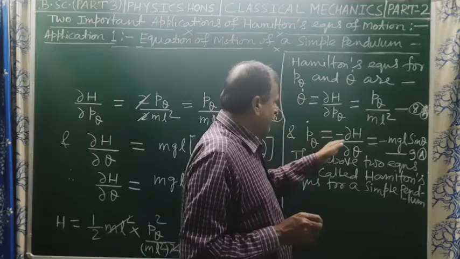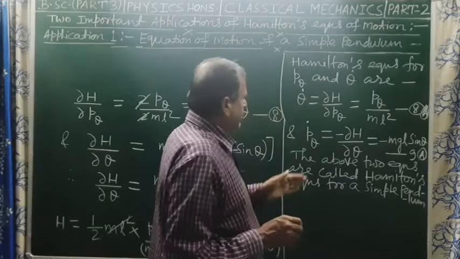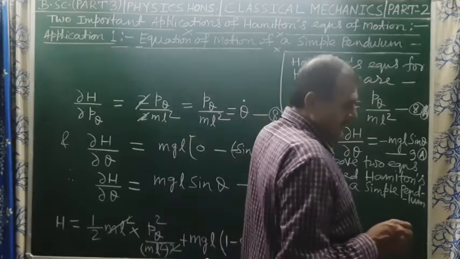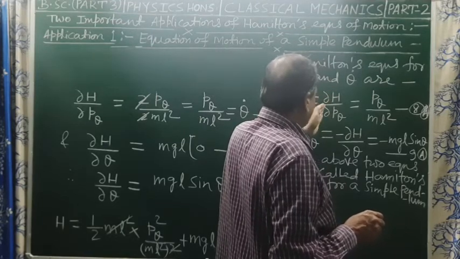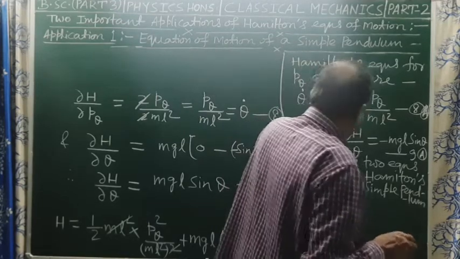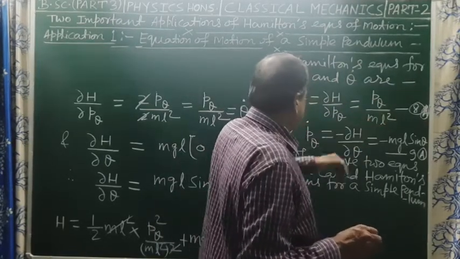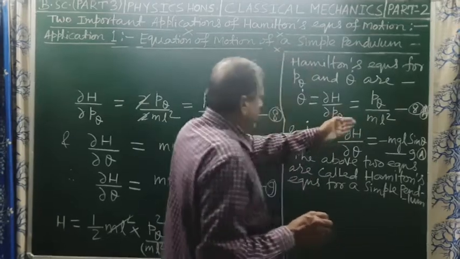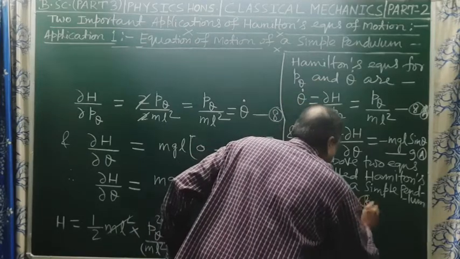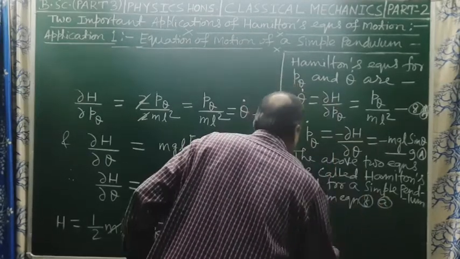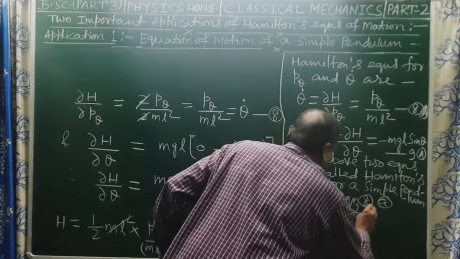So p theta dot is equal to minus delta H upon delta theta, which is minus mgl sin theta. And for theta dot, one of the Hamilton's equations of motion for a simple pendulum, theta dot equals delta H upon delta p theta, which is p theta upon ml square. From equation 8a, we can write p theta equals ml square theta dot, after cross multiplication.